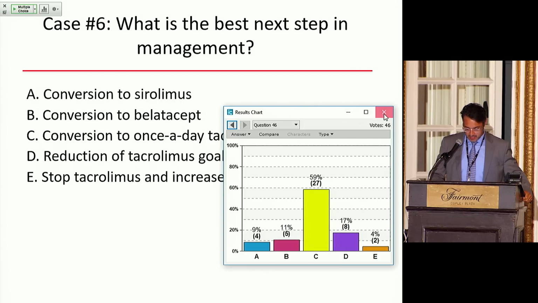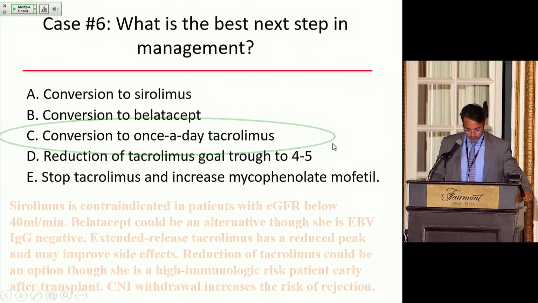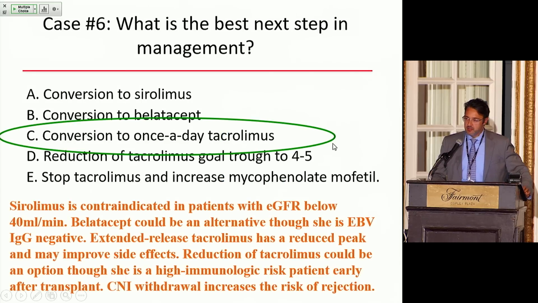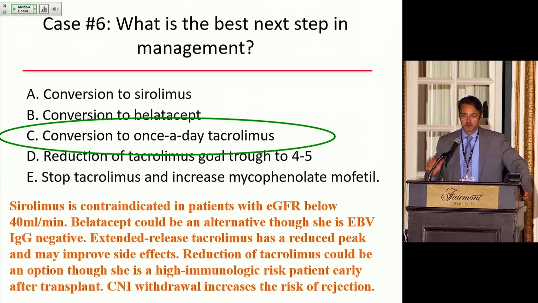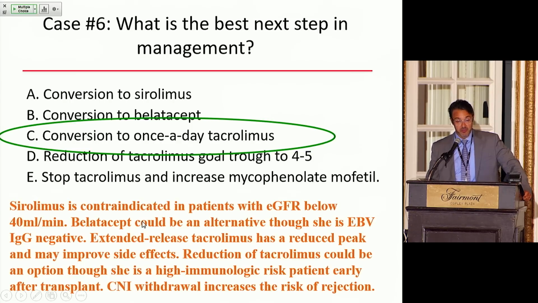Conversion to once a day TAC was the answer that most of you selected. And I think this is true. I think it's definitely worth trying this patient on once a day dose. So the mTOR inhibitor sirolimus is contraindicated in this case. She has a GFR that's kind of on the lowish side. Belatacept is a great potential alternative, but this patient is EBV negative. So that's a major contraindication to use belatacept.